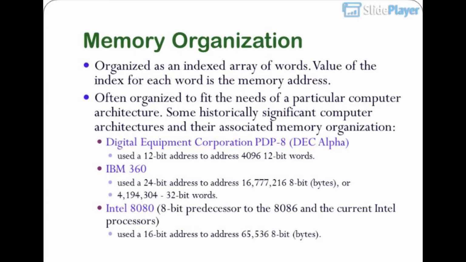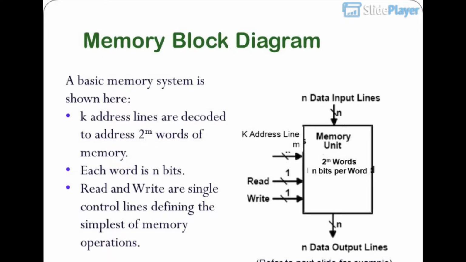IBM 360 used a 24-bit address to address 16,777,216 8-bit bytes, or 4,194,304 32-bit words. Intel 8080, the 8-bit predecessor to the 8086 and the current Intel processors, used a 16-bit address to address 65,536 8-bit bytes.